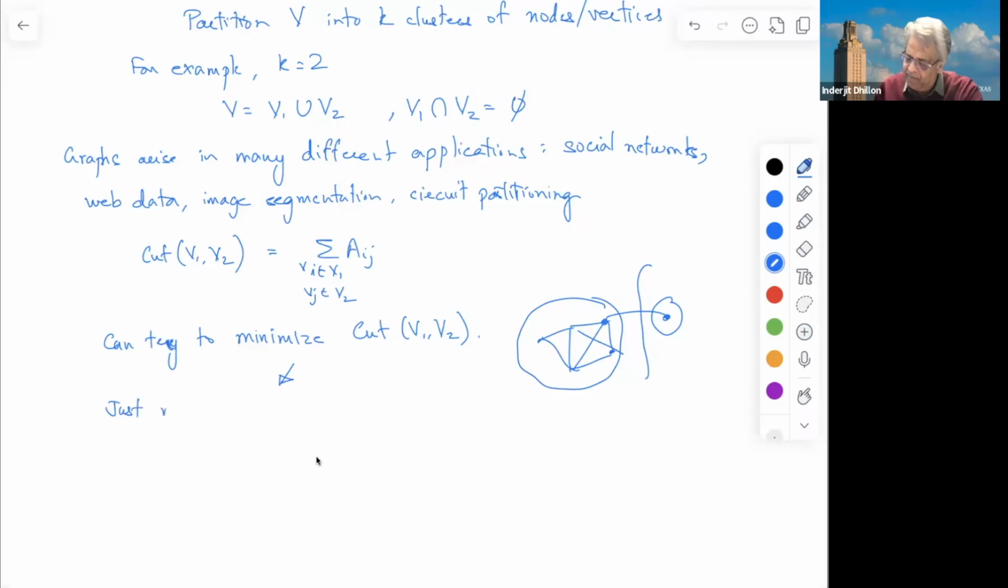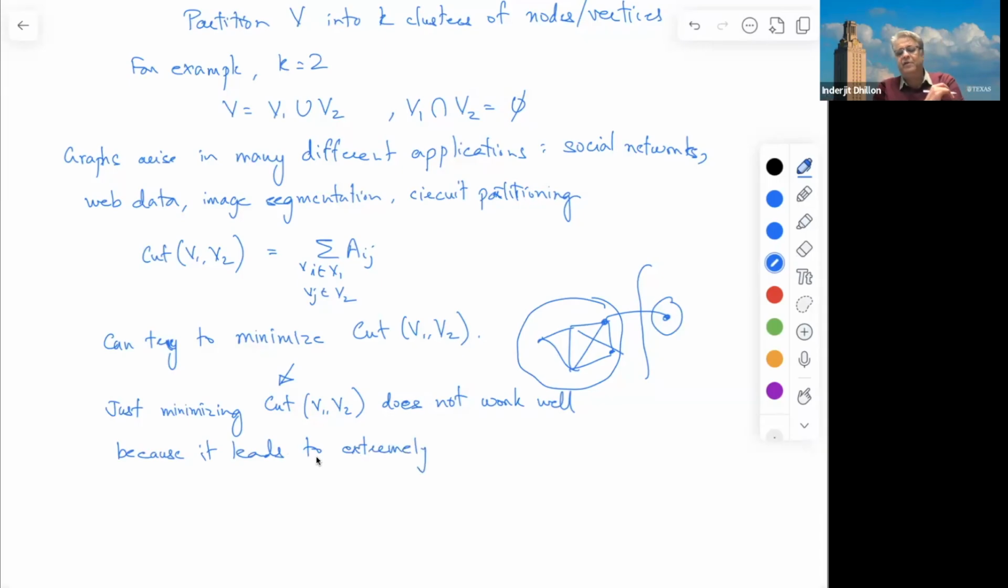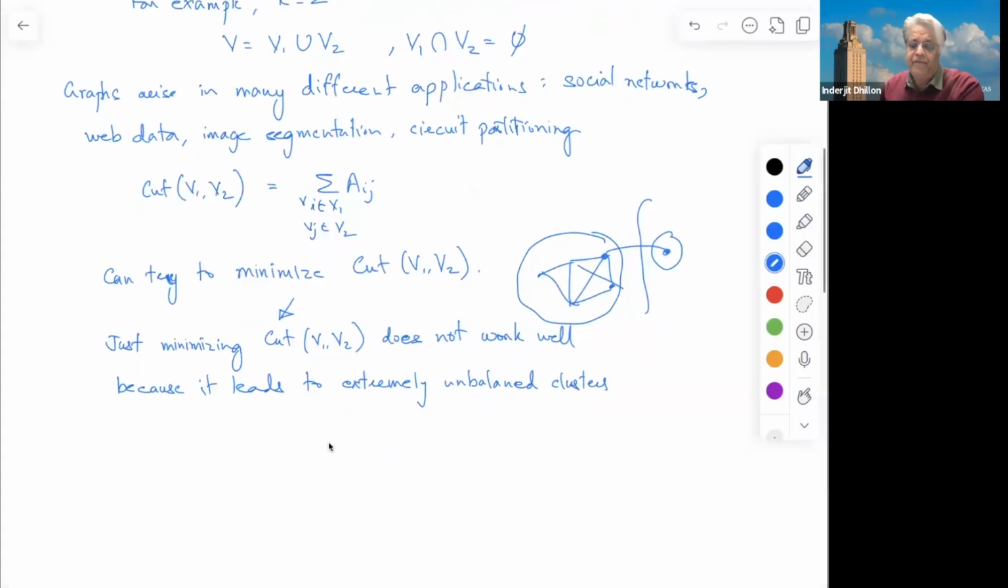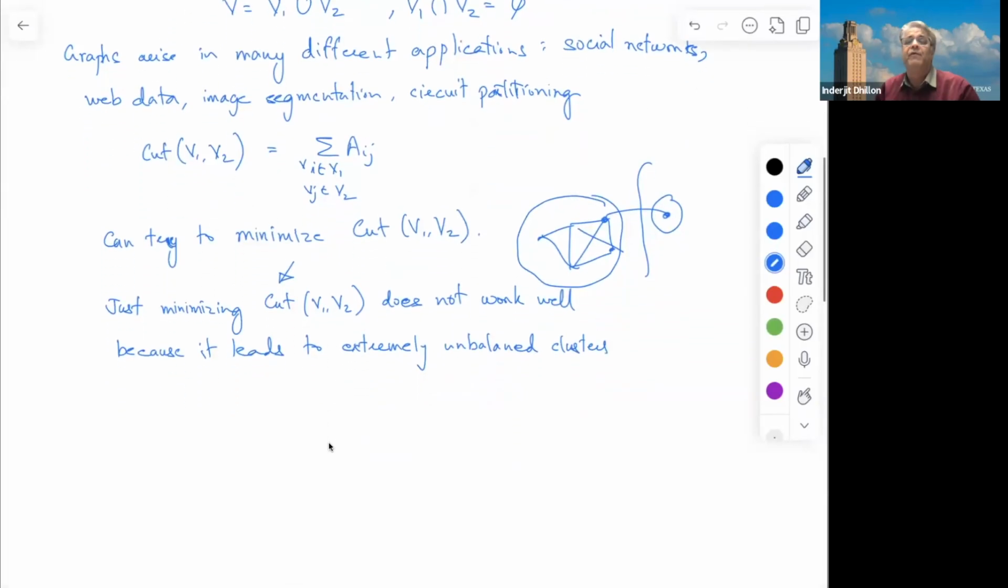So just minimizing cut(V1, V2) does not work well, because it leads to very unbalanced clusters. When I say unbalanced, you can have different definitions of unbalance, but right now you can think of the number of vertices in the cluster. So one extreme way to get around this would be to enforce balance.